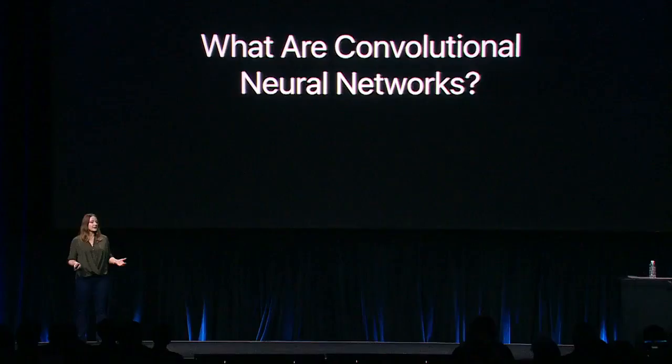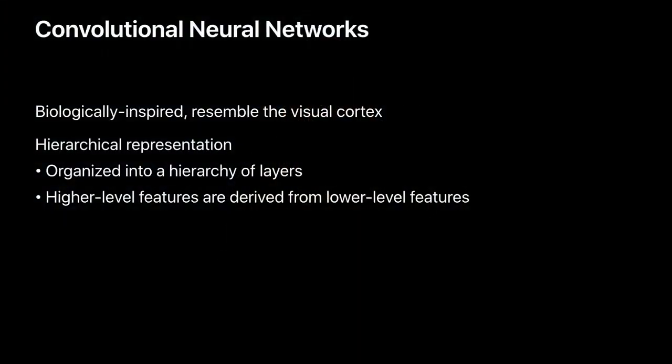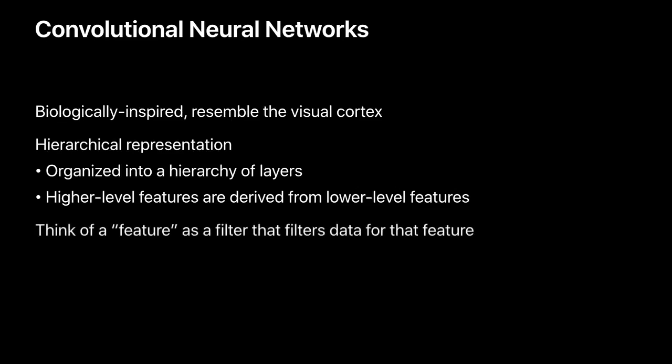So what are convolutional neural networks? Convolutional neural networks are biologically inspired and designed to resemble the visual cortex. So let's think about how our brain processes visual input. The first hierarchy of neurons that receives information in the visual cortex is sensitive to specific edges and blobs of color, while the brain regions further down the visual pipeline respond to more complex structures, such as faces of our friends or kinds of animals like cats. So in a similar way, CNNs are organized into a hierarchy of layers, where higher-level features are derived from low-level features. So the first few layers in your network respond to low-level features, like edges and blobs of color, while subsequent layers respond to progressively more complex features, such as faces. And I keep saying features, so think of a feature as a filter that filters your input data for that particular feature.